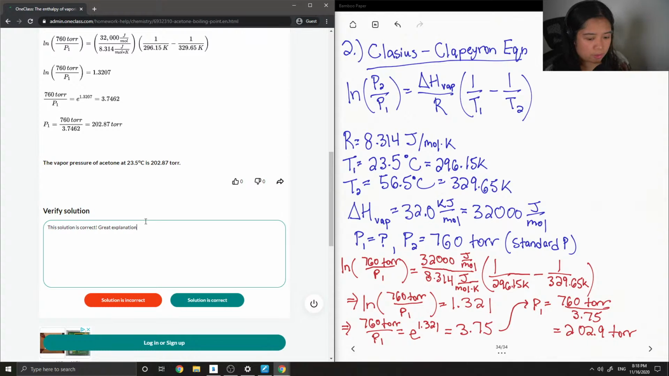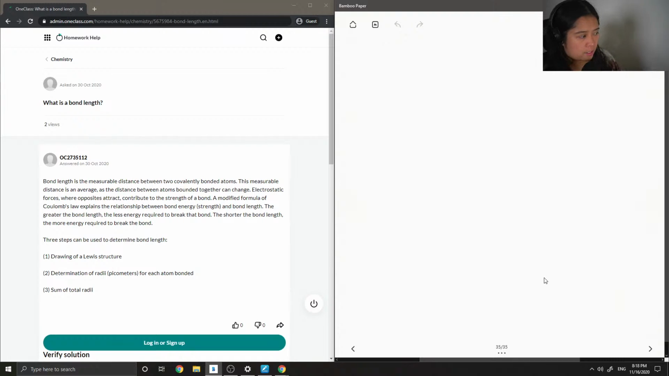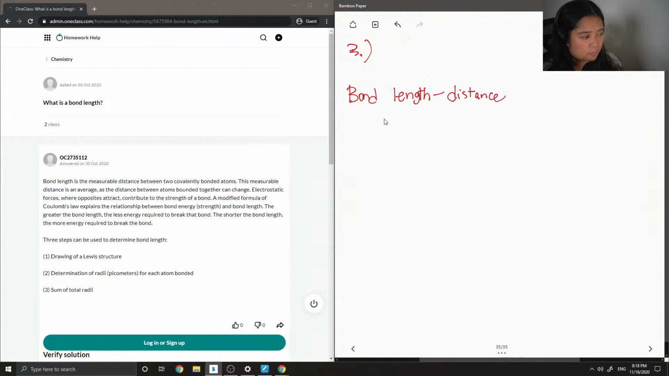Okay, so now let's move on to question number 3. Question 3 just asks, what is a bond length? Okay, so as you can guess, bond length is the distance between two atoms.